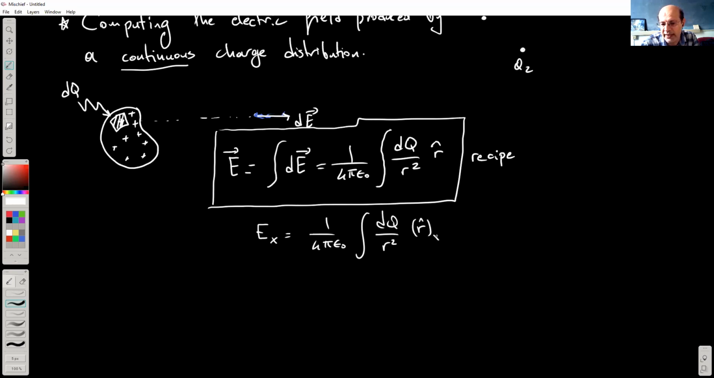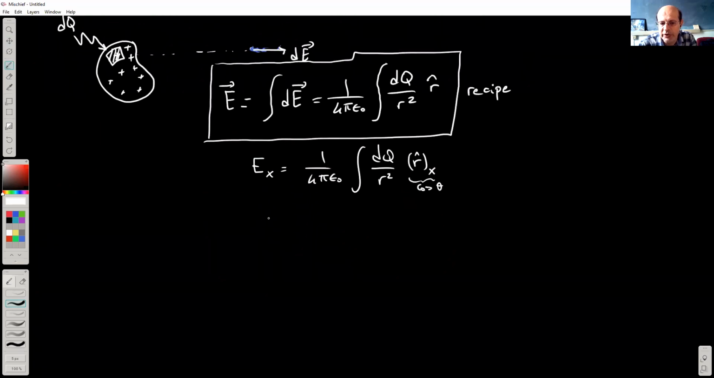For example, you compute the x component of the electric field, which is given by the same expression, but this time you take the x component of the r unit vector. So this is probably some kind of an angle, let's say cosine theta, for example. Cosine of some angle, perhaps. That will be some kind of a component. And then you do the same thing for the y component and so on for the z component. This is what we usually do.